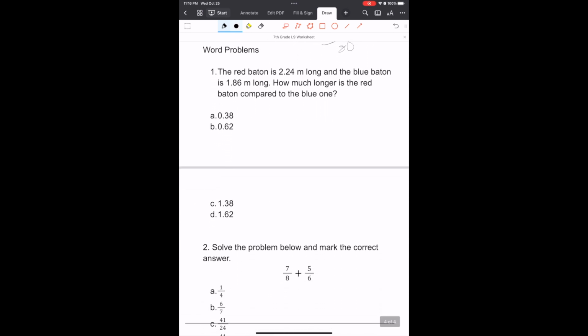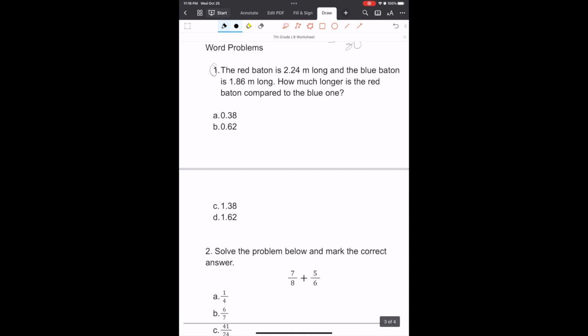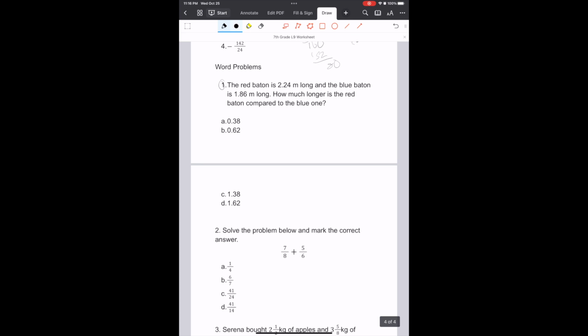Alright, let's work on the word problems now. So start with number 1. The red baton is 2.24 meters long and the blue baton is 1.86 meters long. How much longer is the red baton compared to the blue one? Well, all we have to do is subtract the measurement of the red baton minus the measurement of the blue baton. And with this, you get 0.38 meters. So the correct answer would be A.